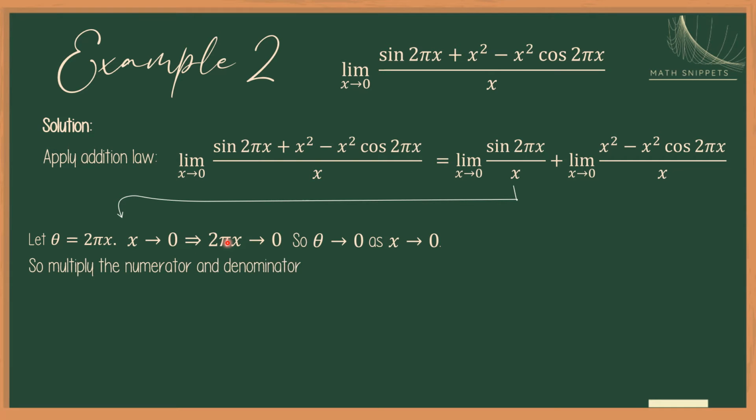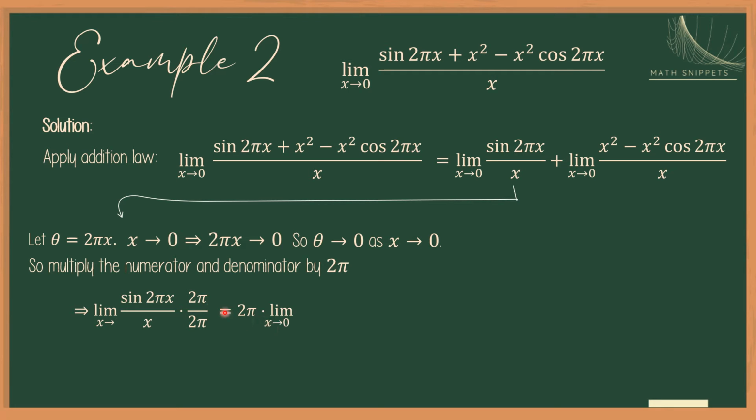Now, let us multiply the numerator and denominator by 2 pi. Why is this so? This is the same method that we used from the first example when we presented the squeeze theorem. Because the numerator is a sine function with an argument of 2 pi x, and our denominator only has x, we need 2 pi x in the denominator. So we will multiply the numerator and denominator by 2 pi. So this gives us the limit of sine of 2 pi x over x times 2 pi over 2 pi.